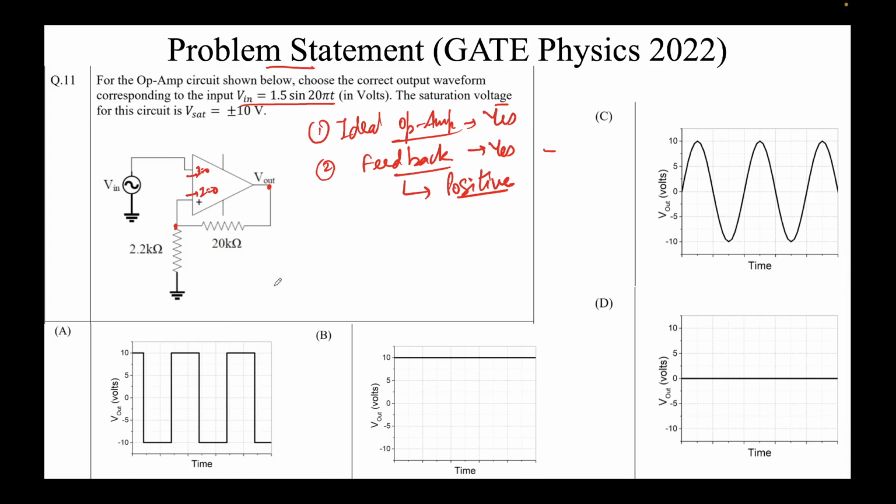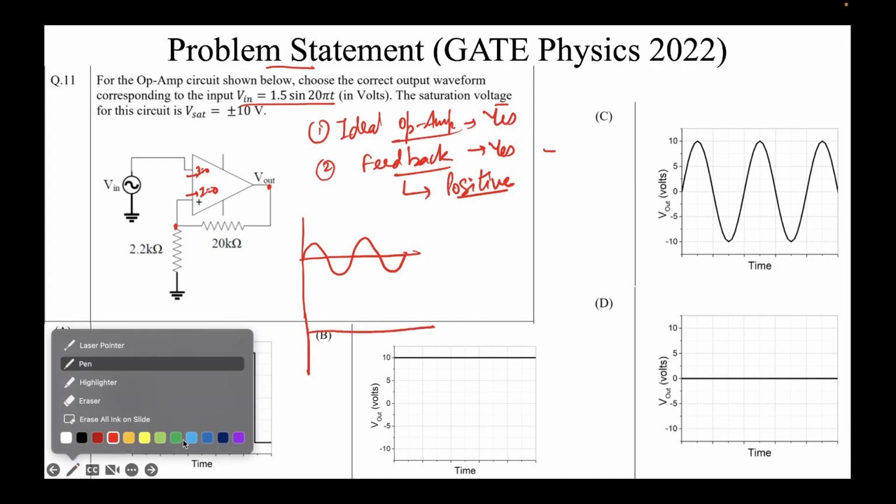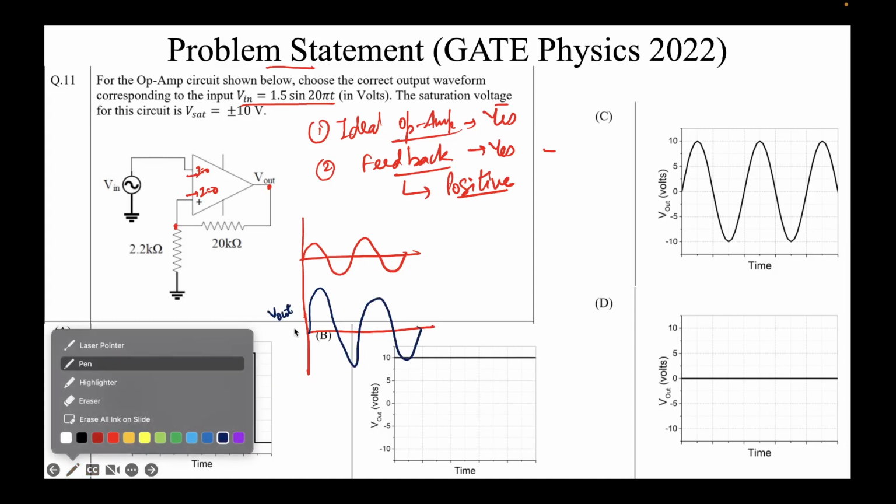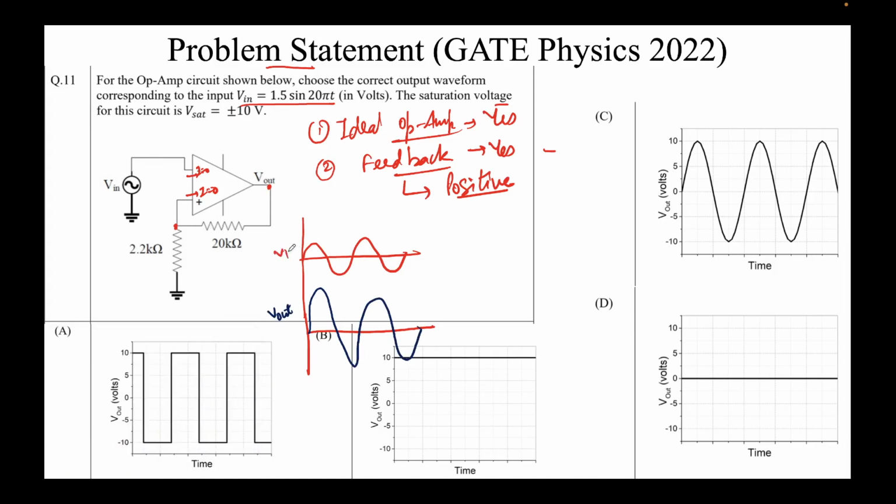Let's go back now. The input is 1.5 sine omega t. Okay, so let me draw the input here. So this is the input, correct, and we'll have our output here. I'm using a different colored pen for this, right? So that is 15 sine omega t. Okay, they are in phase, remember that. So this is V out, and remember that this is V in, and obviously the x-axis is the time axis, right?